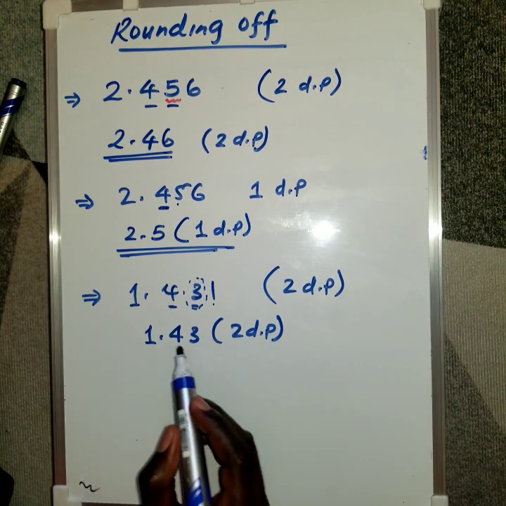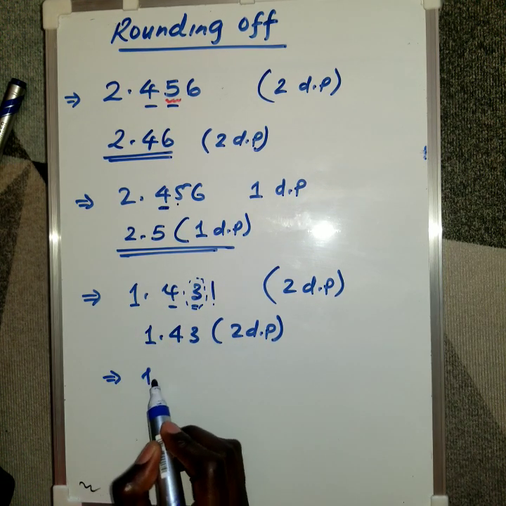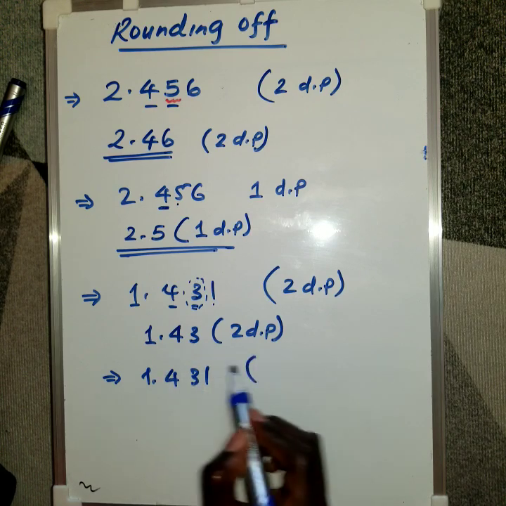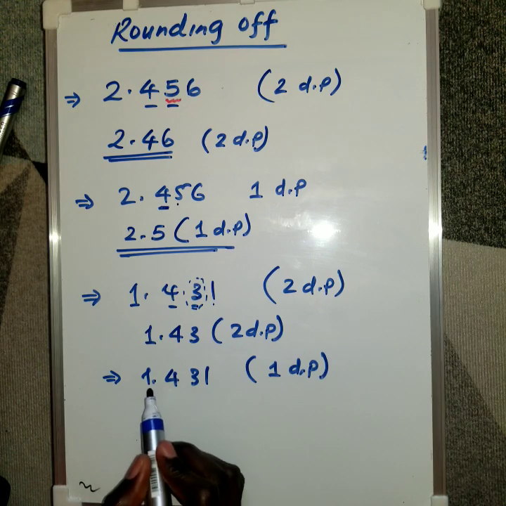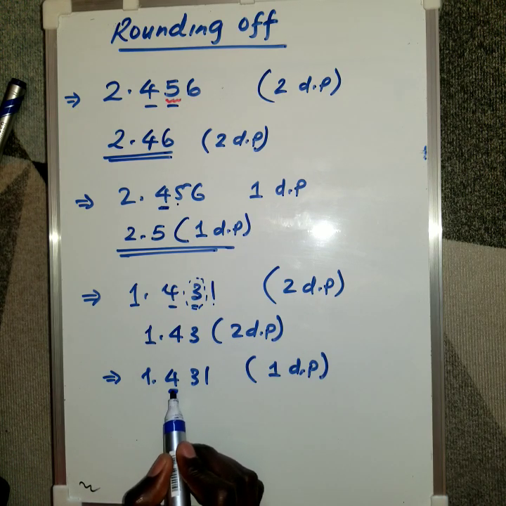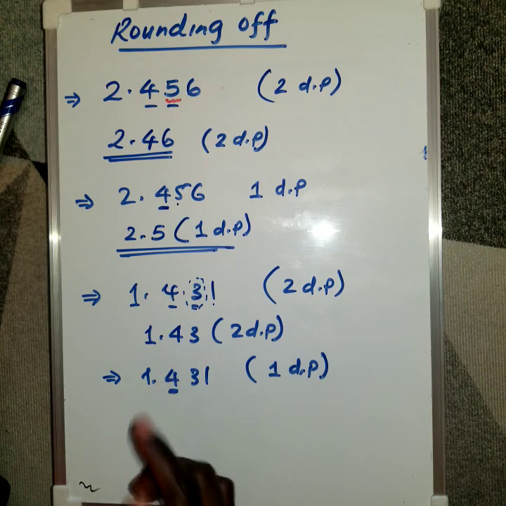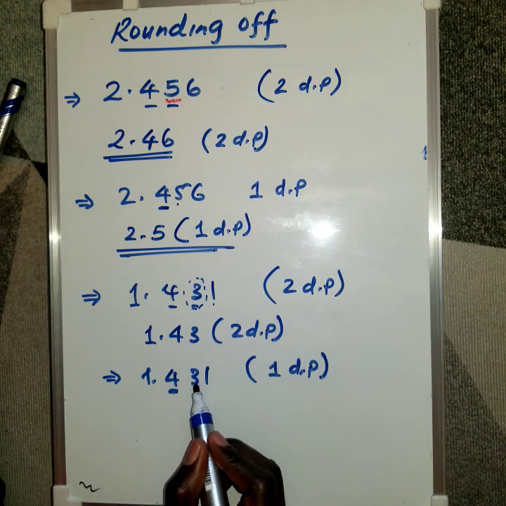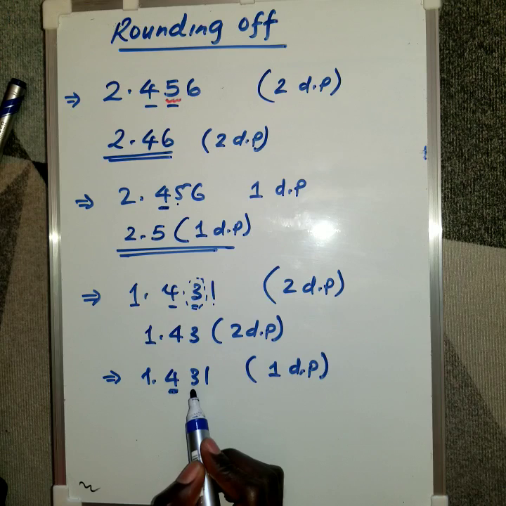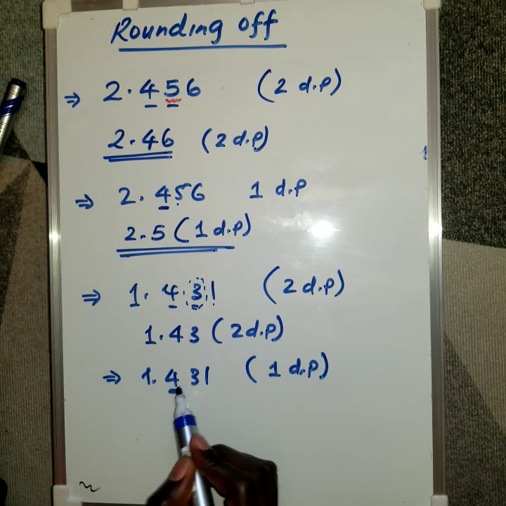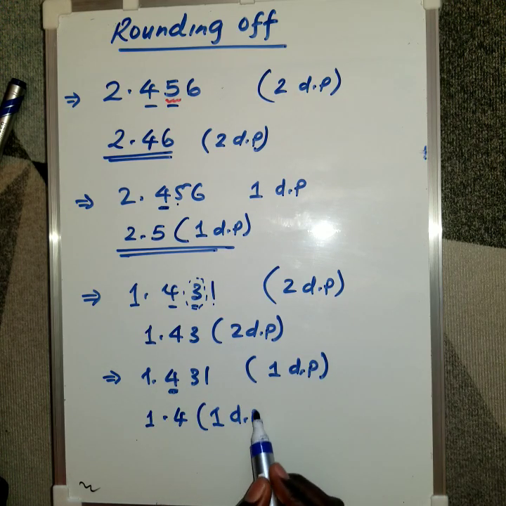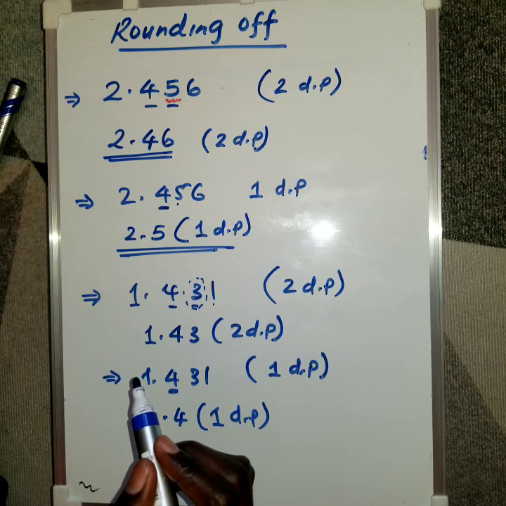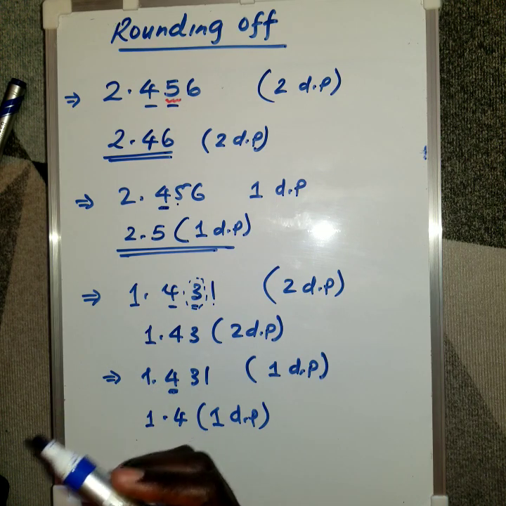Suppose I told you the same number, 1.431, and I told you to round off to 1 dp, to 1 decimal place. How is it going to be? To 1 decimal place, after the decimal point you just count 1. So this is where they want you to end. You look at the number that is right in front, in this case 3. Is it 5 and above? No, it is less than 5, meaning this number will maintain, so it will be 1.4. It simply means I've rounded off to 1 decimal place. So that is what rounding off basically means.